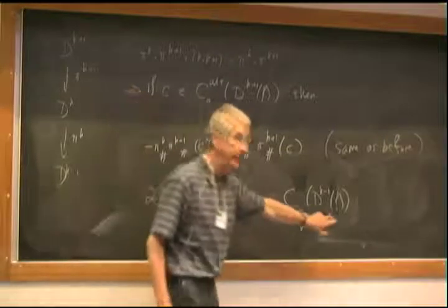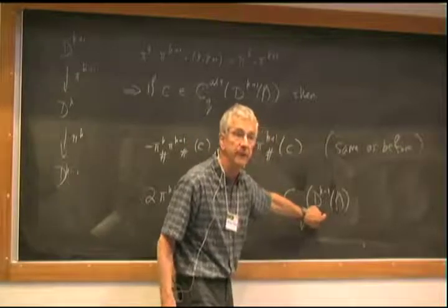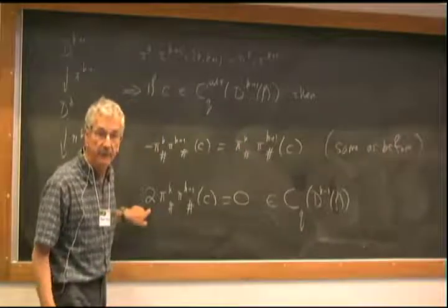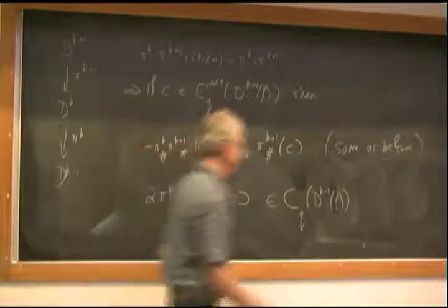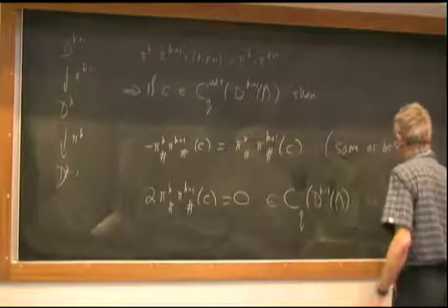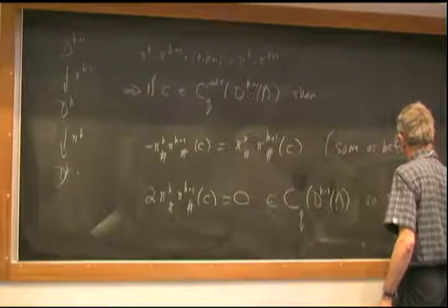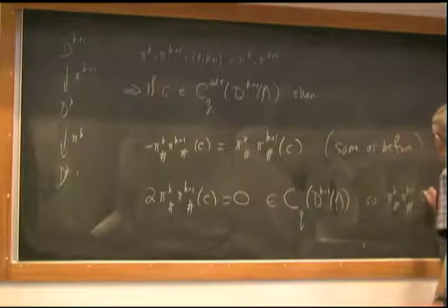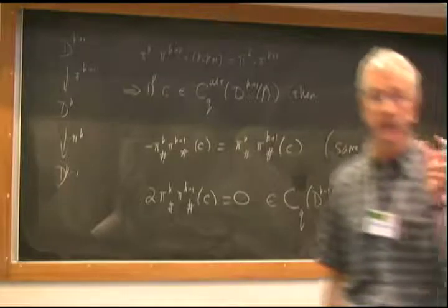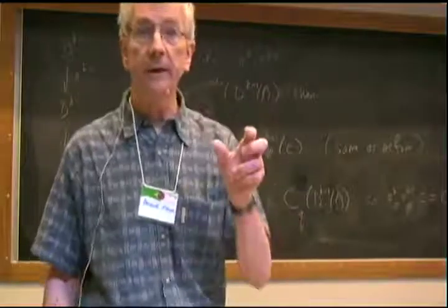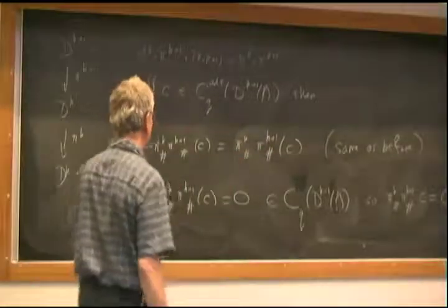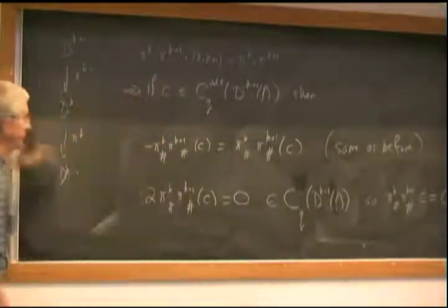Well, now this is a free group. The group of chains is a free group. There's no torsion in here. So if twice this is 0, that means that this must be 0. So pi k lower sharp pi k plus 1 lower sharp of C is really 0. And this is the advantage of using alternating chains, that you have this interesting situation that if you go down 2 levels, you get 0.